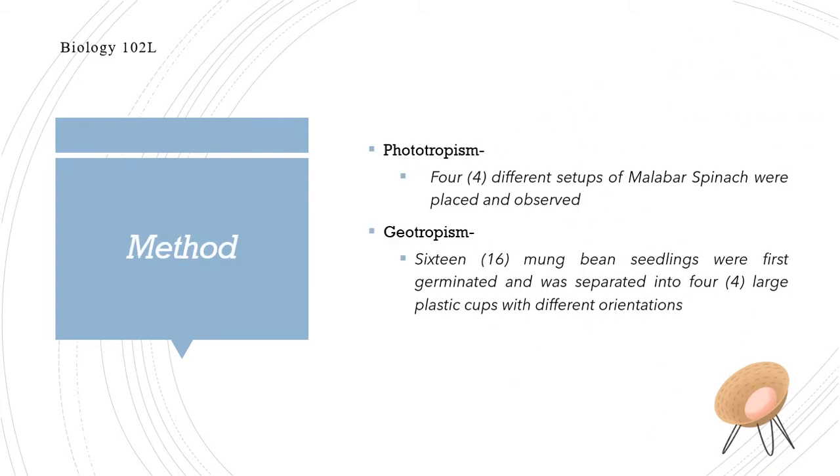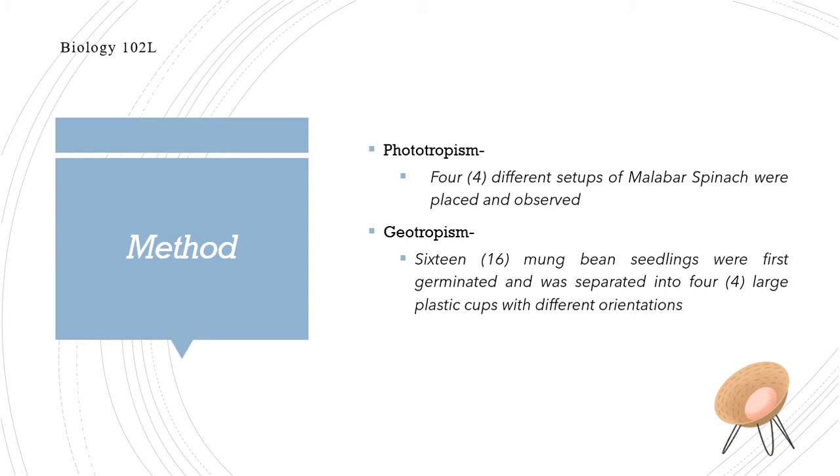For the procedure under phototropism, there were four different setups of 4-inch-long Malabar spinach, or simply known as alugbati. The first setup was a potted plant placed by the window. The second one was placed in a cabinet.